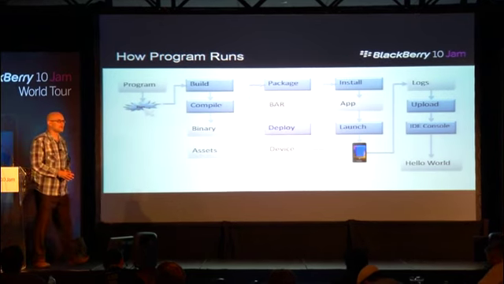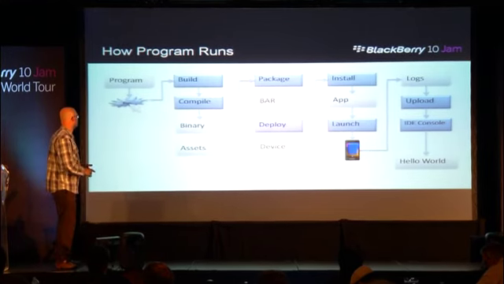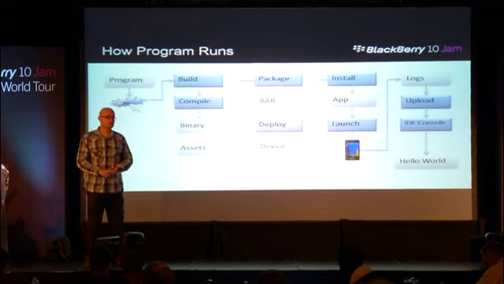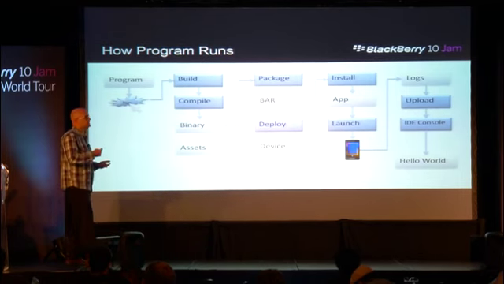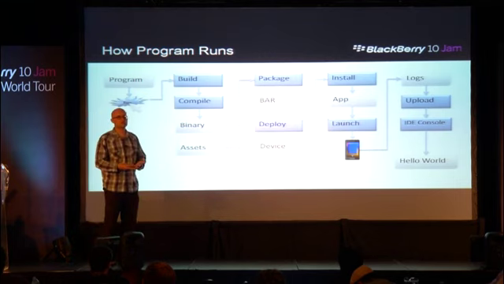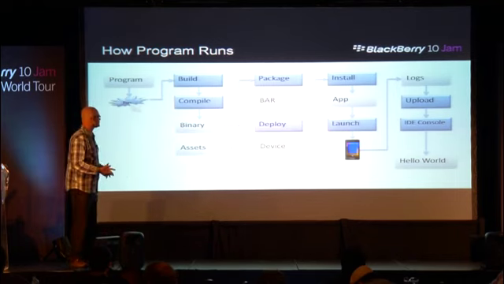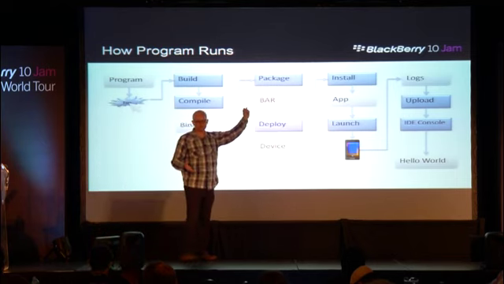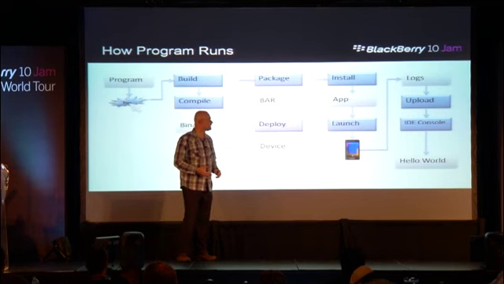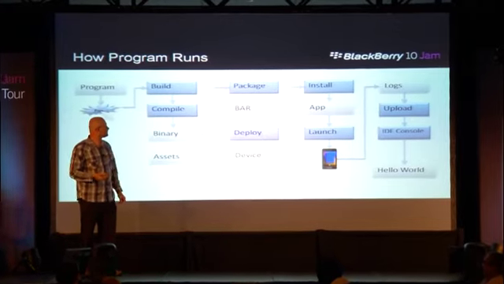Now, there are a lot of steps that happen. So when you click on Run, it's not instant because it has a lot of work to do. It does a build. So if you haven't changed any files, this is going to be pretty fast. The build and the compile will just happen. That gives you your binary. That gives you your executables for, if you're using the simulator, an x86 running QNX, or if you're using a real device, for ARM LE7 running QNX. Your assets and the binary are then pushed across into a package, like I was talking about before, which is the bar file. That's then deployed to the device.